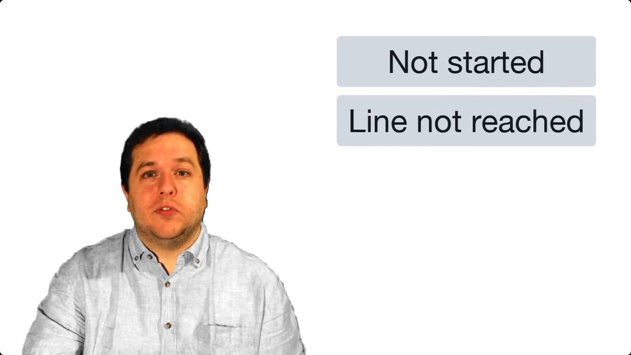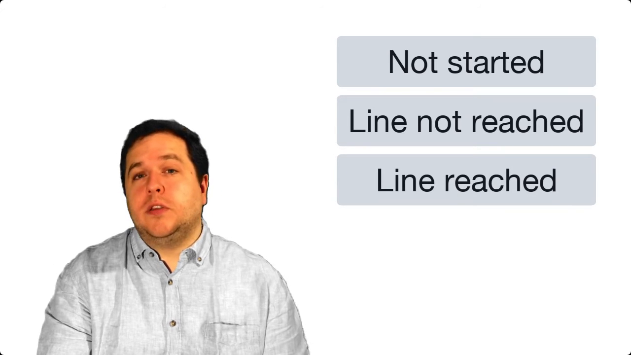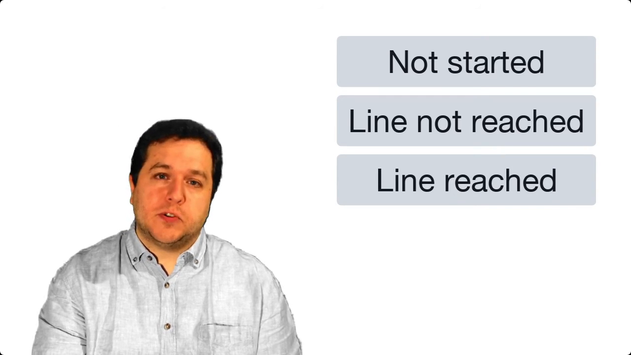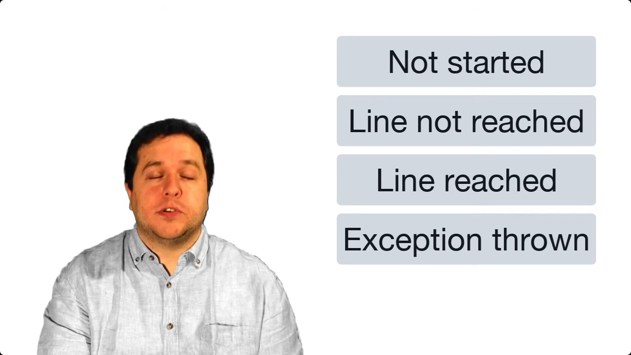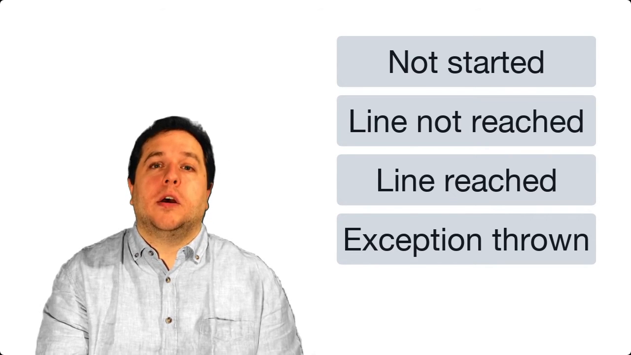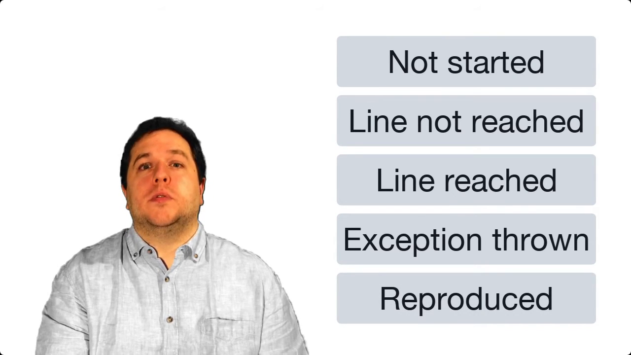At the end of its execution, the search process can be in one of the following states. Not started, if the initial population could not be generated and the search couldn't start. Line not reached, if the line in the target frame could not be reached. Line reached, if the target line could be reached but the target exception could not be thrown. Exception thrown, if the target line could be reached, the target exception could be thrown, but the stack trace produced is different from the original one. And finally, reproduced, when the crash could be reproduced.